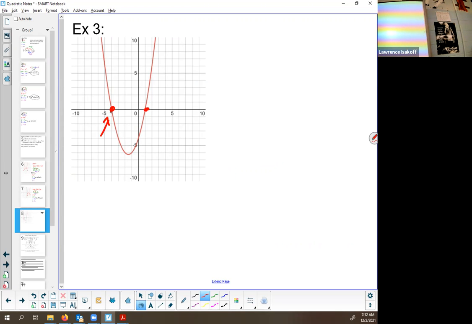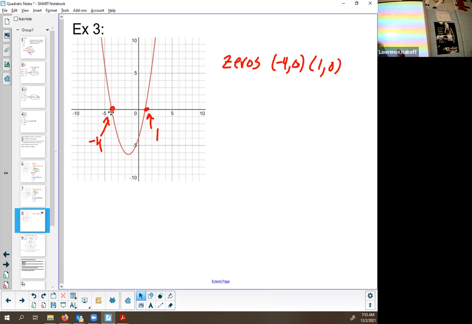So this point over here is -4. This point over here is 1. So that tells me my zeros, where it crosses the x-axis, are at -4, 0 and 1, 0. These are always very important points on a quadratic, where it crosses the x-axis. That's one of the most interesting parts about them. As you saw, linear equations are just a straight line. But since these curve, I can cross the x-axis twice in the path of my curve.